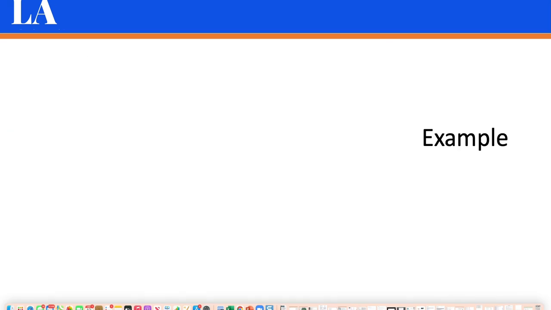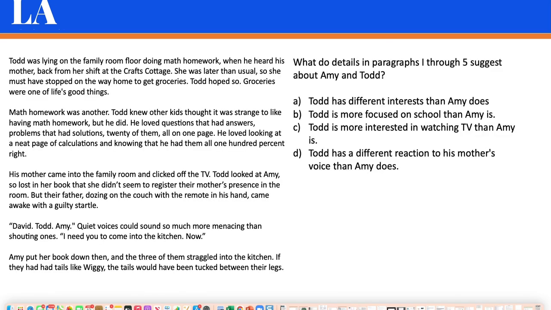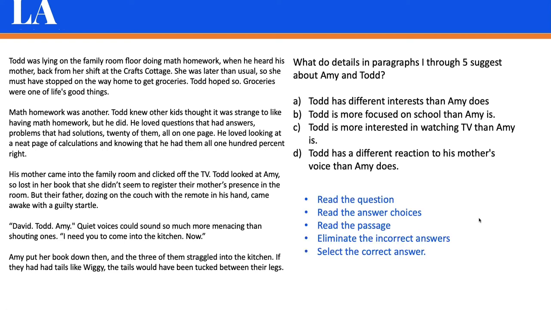Let's look at another example. Again, in this example, I have the passage on the left and I have the question with answer choices on the right. We're going to use our test taking strategies and first read the question, then read the answer choices, read the passage, eliminate the incorrect answers, and then select the correct answer.